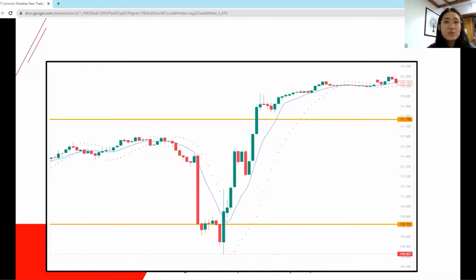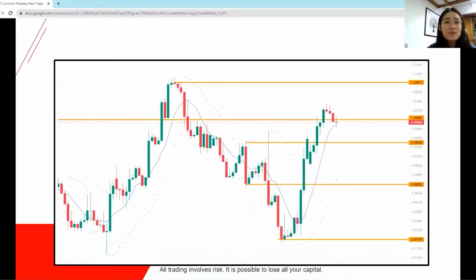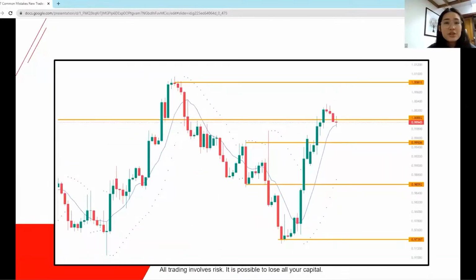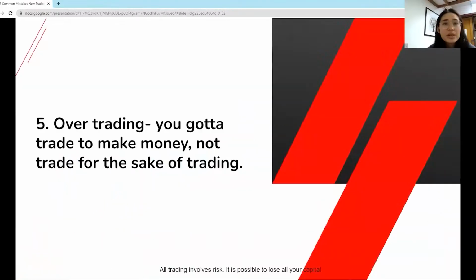So here we have the parabolic SAR, and this is in combination with support and resistance levels. We're just showing you how you can combine these to identify any breakouts. So I'm just going to go through this pretty quickly.